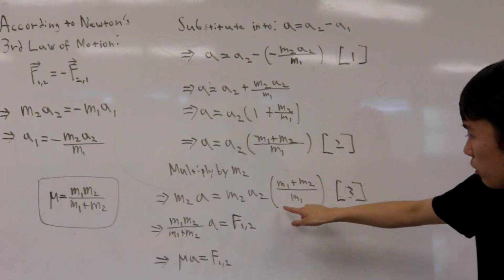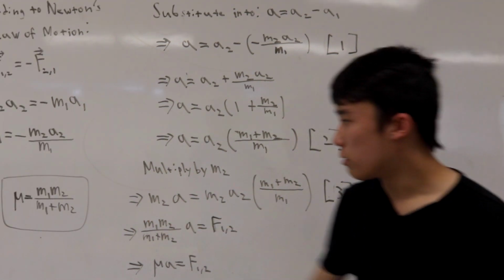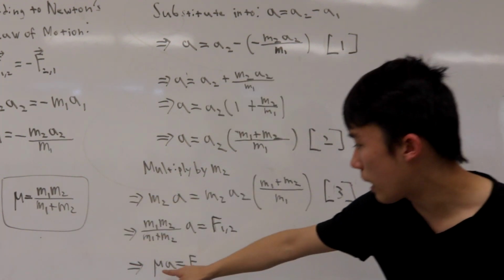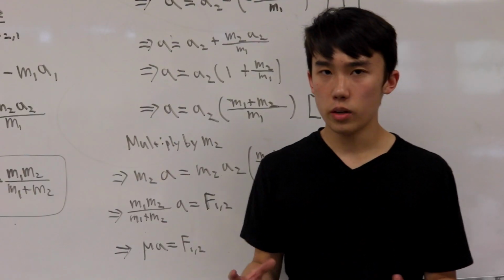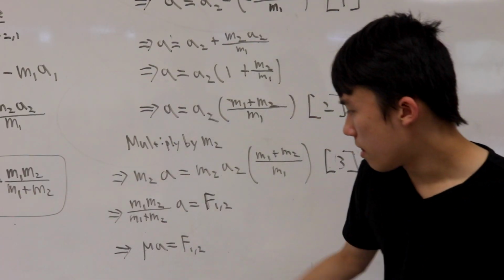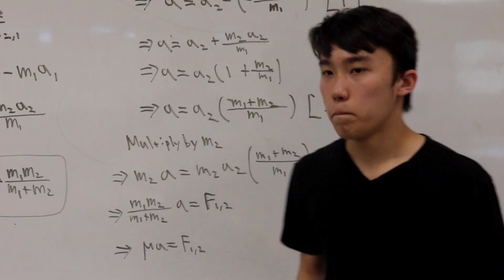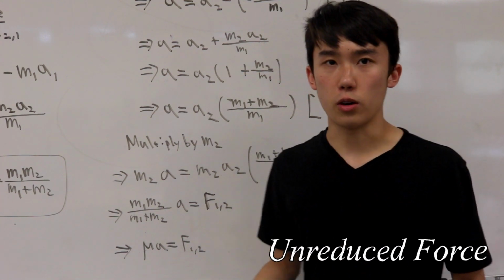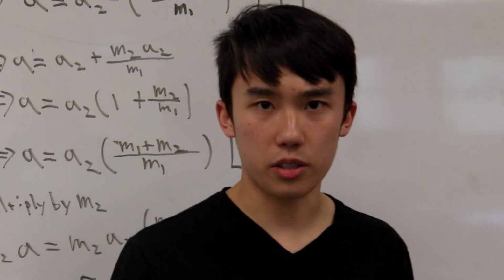We're going to divide both sides, and on the left side, the product of the masses over the sum of the masses, which is what we defined as the reduced mass, times the reduced acceleration, gives us f12. So what have we proven here? Well, we've shown that if we take this reduced mass, multiply it by a reduced acceleration, we still get the unreduced force. The reduced system is mathematically the same as the unreduced system.